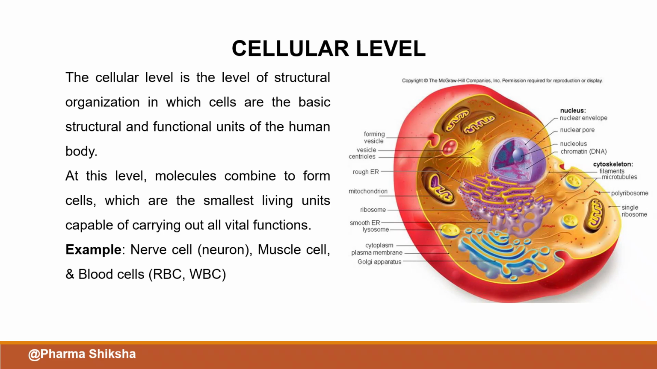So the cell is the structural and functional unit of our life, which helps in the formation of the other levels of organization. At this level, molecules combine to form cells, which are the smallest living units capable of carrying out all the vital functions. Like you can see here, nerve cells are very essential for the transmission of signals, and muscle cells are very essential for movement. And blood cells are also examples of the cellular level. These are all cells.